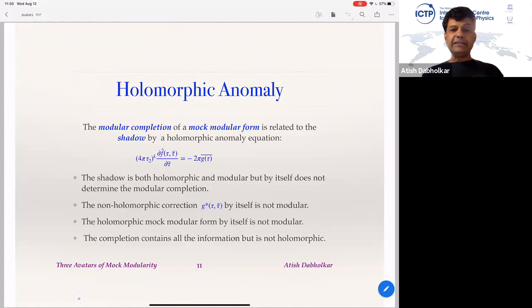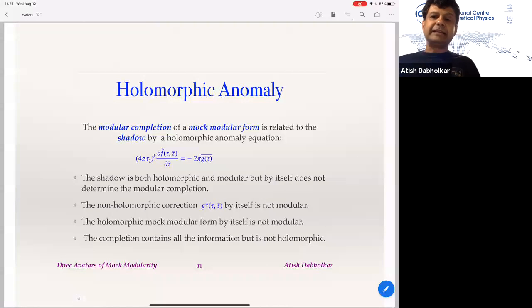The non-holomorphic correction G star by itself is not modular. The holomorphic mock modular form, which is F by itself, is not modular. But the completion, which is F hat, contains all the information because it has F in it and it has G star in it from which you can recover G. But it is not holomorphic. So a lot of these nice theorems that I told you about, that the ring of modular forms is generated by just two functions, do not apply to f hat. And therefore, that's part of the mystery. So you can think of this as an anomaly equation, a holomorphic anomaly equation.